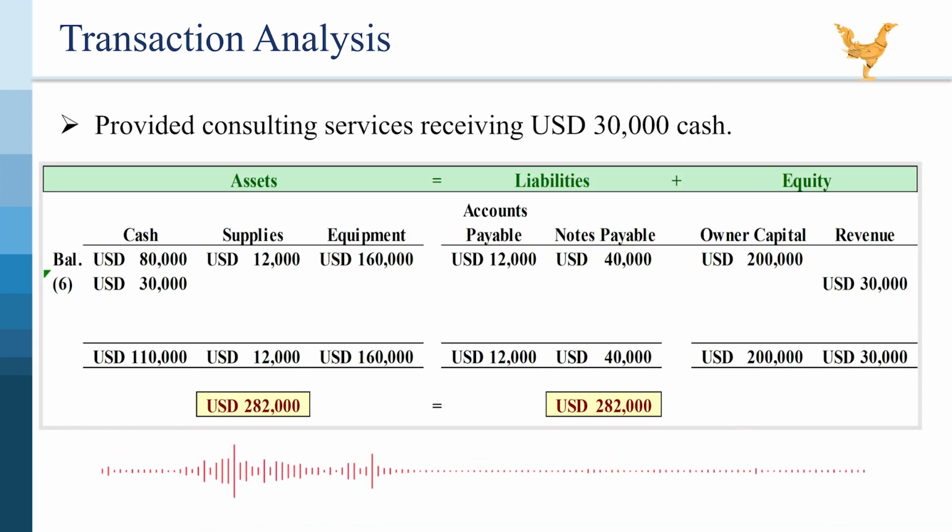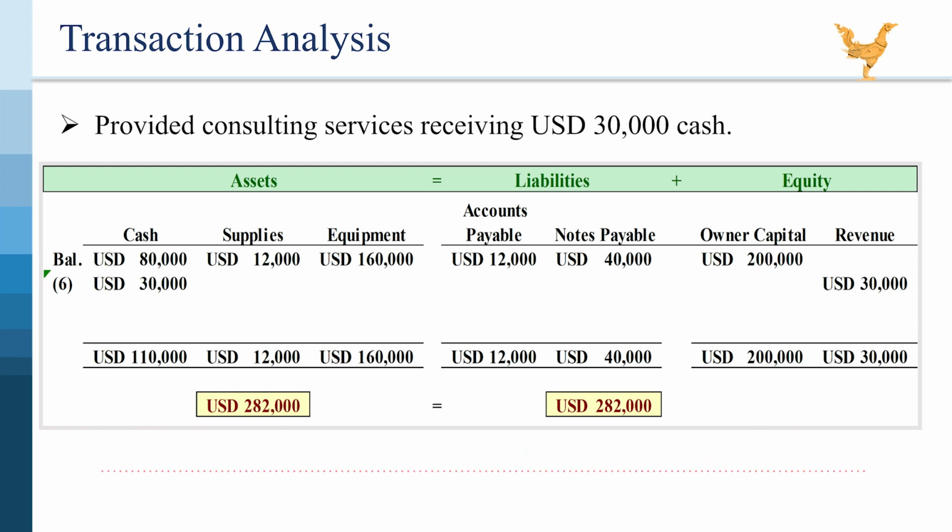This expands on the previous example and shows how the transaction affects the overall financial position of the company. Here's a breakdown. Effects on specific accounts. Cash. The company received $30,000 in cash, increasing the cash account balance from $80,000 to $110,000. Revenue. As explained before, revenue increases by $30,000 due to the services provided.